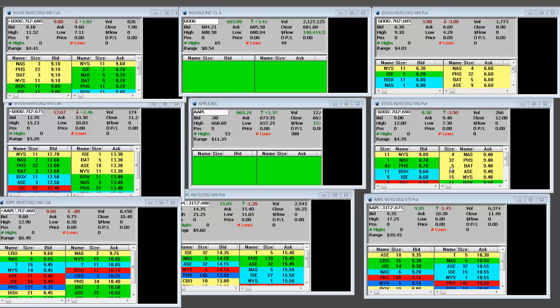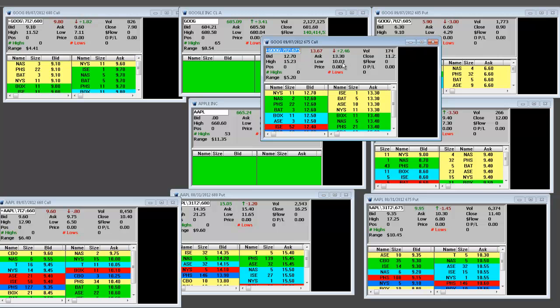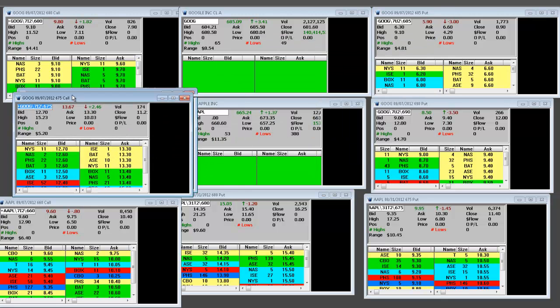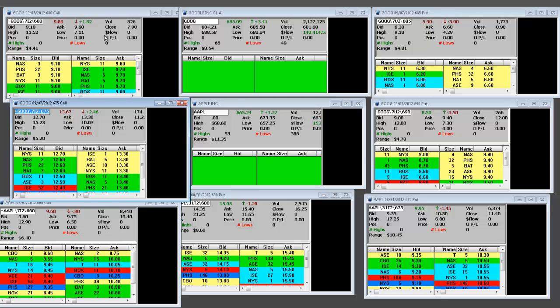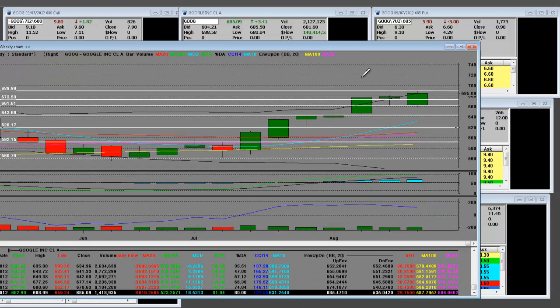10 contracts there is $3,000. Over here, when we were buying that 675 call, they got down to $10. They were on the high 15, but they still got marked up $2.46. So the call side was marked up on Friday's close, and we're going into September, and the put side was marked down.